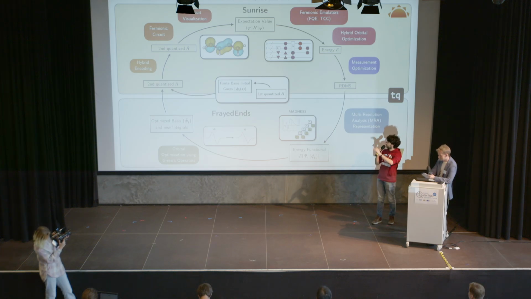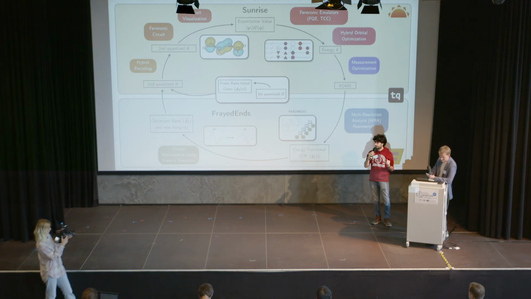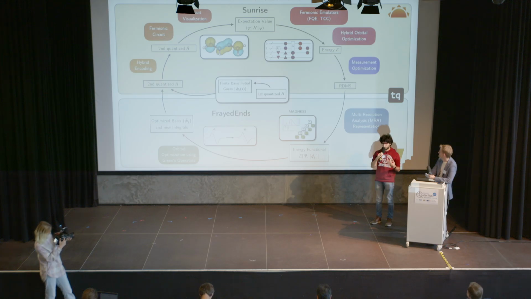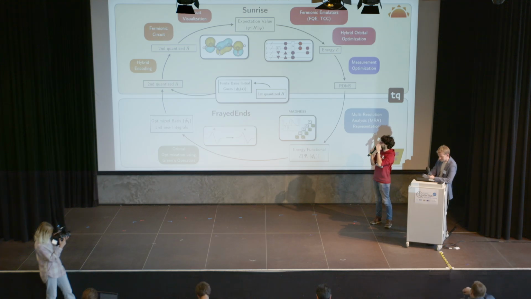On the one side, we have Sunrise, which is a general purpose quantum chemistry simulation package. In this case, it holds no qubit information. It operates on the fermionic level, and this leverages the abstract objects and simulates them efficiently. You can do multiple things like fermionic circuit preparation, state preparation, emulations and measurements.